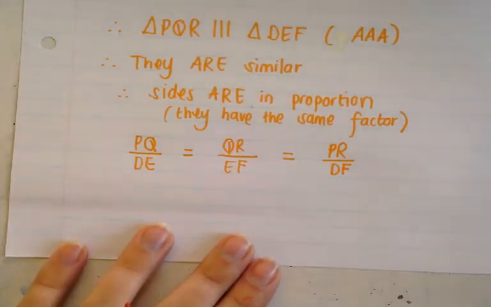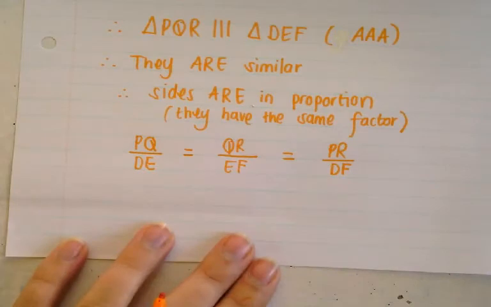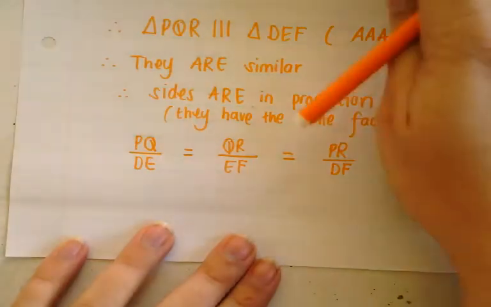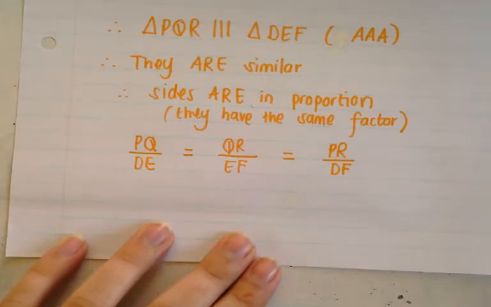Which right now seems silly. Why would we have to do it 3 times if I already know they're going to be the same? But we use it to find the missing sides, which we are going to do soon. So right now, I just want you to, every time you prove similarity, write which sides are in proportion. So we'll do another one so we can practice that.